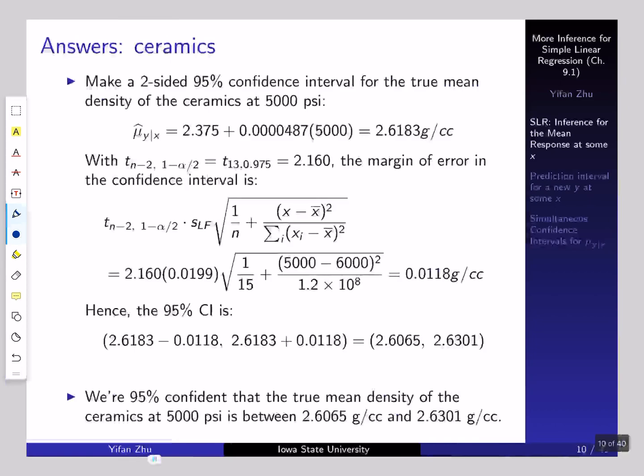So the 95% two-sided confidence interval for the true mean density of ceramic at the covariate value, which is the pressure equals 5,000 psi, is like this. So again, first you calculate the estimated mean response, mu of y given x hat. What you do is just plug 5,000 into b0 plus b1 times x. And you get 2.6183.